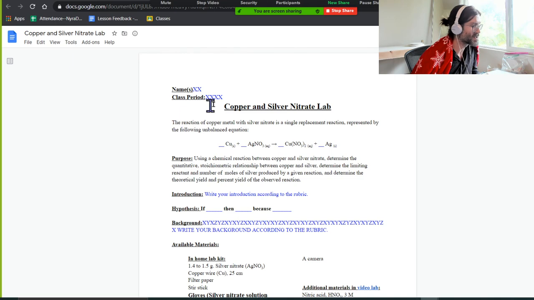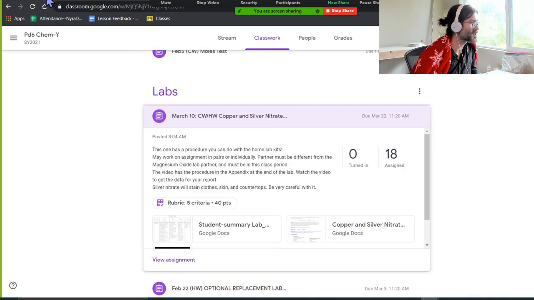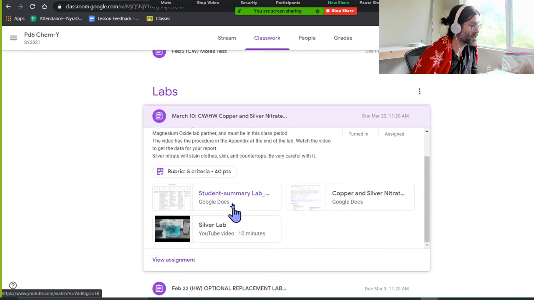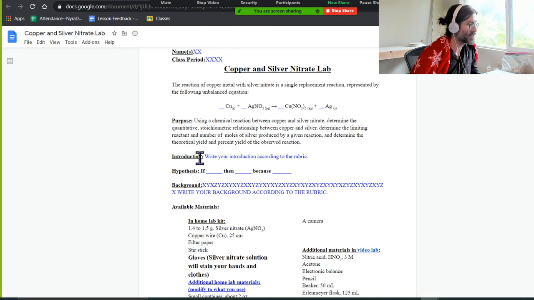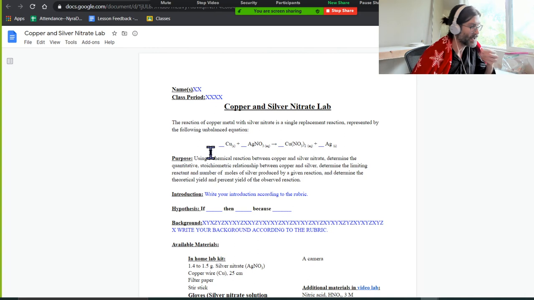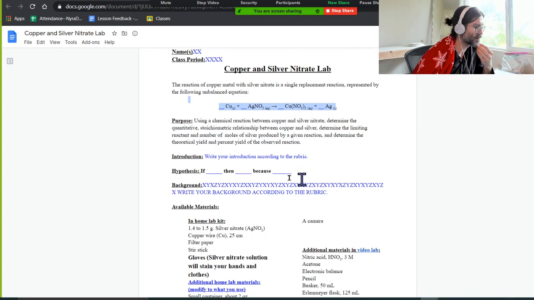And here's the lab. So there's also the rubric. So do follow the rubric. Use the rubric to guide your reporting. Single replacement, names, class period. I gave you a whole purpose. Be sure to balance this equation. That equation will come up later. Write your introduction, hypothesis, if, then, and so forth.